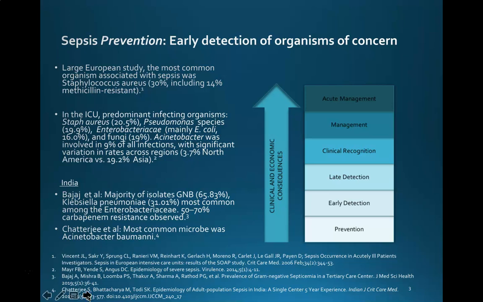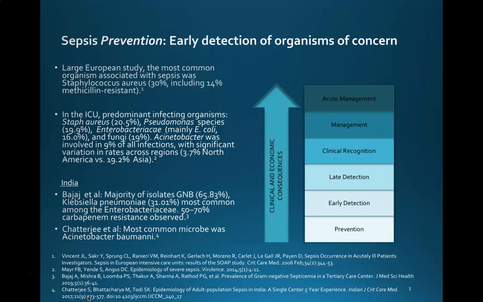So I'm going to share with you over the next 15 minutes or so how active surveillance can be a very powerful tool for you to use to prevent sepsis and also to maintain a healthy ICU overall. So what I'm really going to focus on is the prevention of sepsis and doing that via early detection of the types of organisms that cause sepsis.